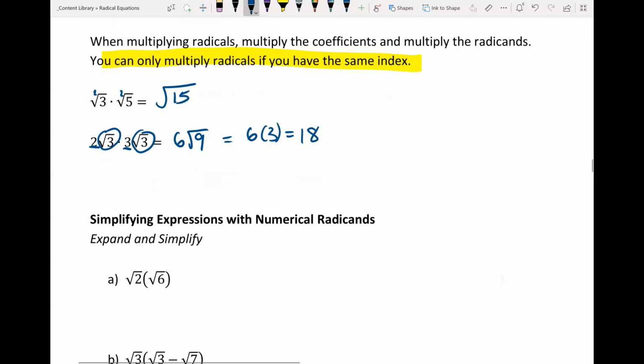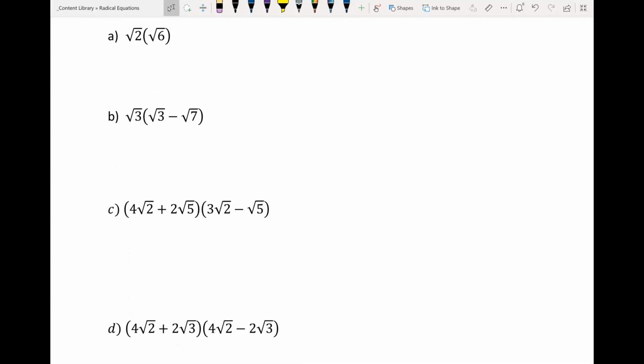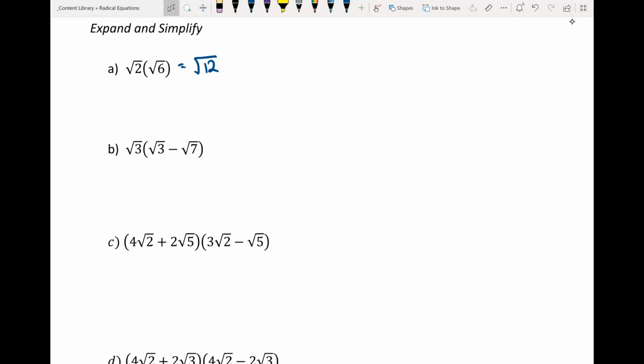Let's do a lot more examples on this. For part A, we have root 2 times root 6. We leave the square root alone. Then we multiply the radicands, so 2 times 6 is 12. We also are going to simplify, so I'm going to write this as a mixed radical. I'm going to rewrite 12 as 4 times 3, because I can take the square root of 4. The square root of 4 is 2. I'm going to leave the root 3 alone.